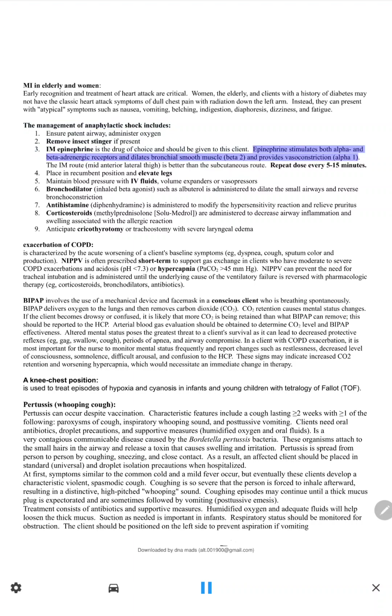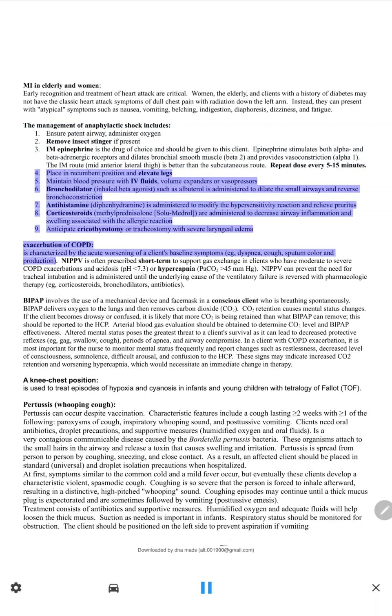Epinephrine stimulates both alpha and beta adrenergic receptors and dilates bronchial smooth muscle, beta 2, and provides vasoconstriction, alpha 1. The IM route, mid-anterior lateral thigh, is better than the subcutaneous route. Repeat dose every 5 to 15 minutes. 4. Place in recumbent position and elevate legs. 5. Maintain blood pressure with IV fluids, volume expanders or vasopressors.